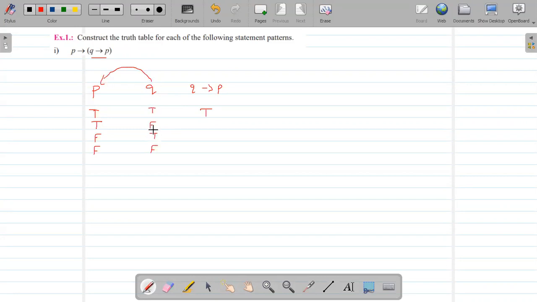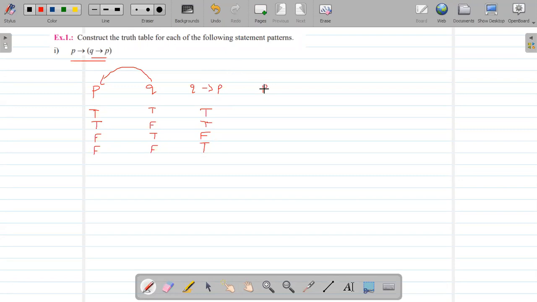So we will say the first condition is false, the second condition is true. So it is true. Okay, now the first condition is true, the second condition is false. So true, false gives false. Okay, and false, false gives true. Okay, and now we will solve the entire question.